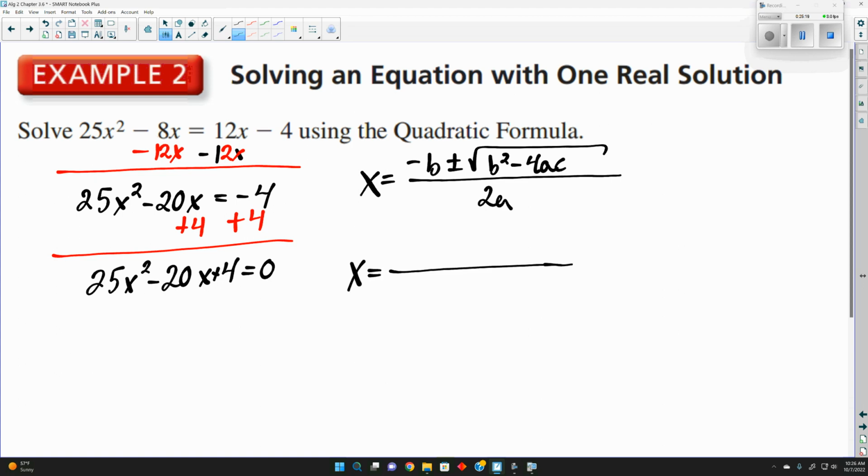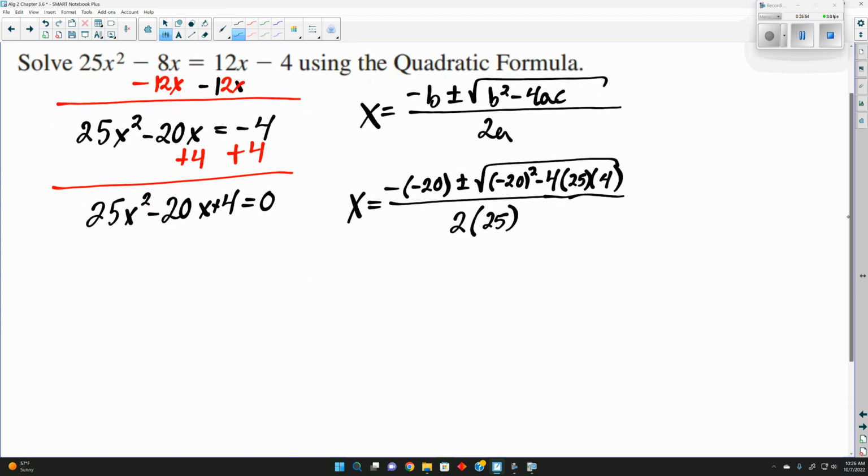So negative b plus or minus the square root of b squared minus 4ac all over 2a. And in our case here, our value of b is negative 20. Inside the square root, we have b squared, so that would be negative 20 squared, minus 4 times a, our value of a is 25, and the value of c is 4, all over 2a, or 2 times 25. Any questions on this here so far? Any question or anything we've done thus far?